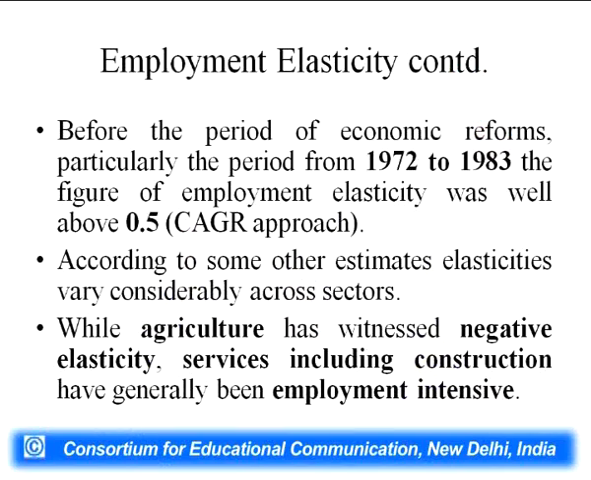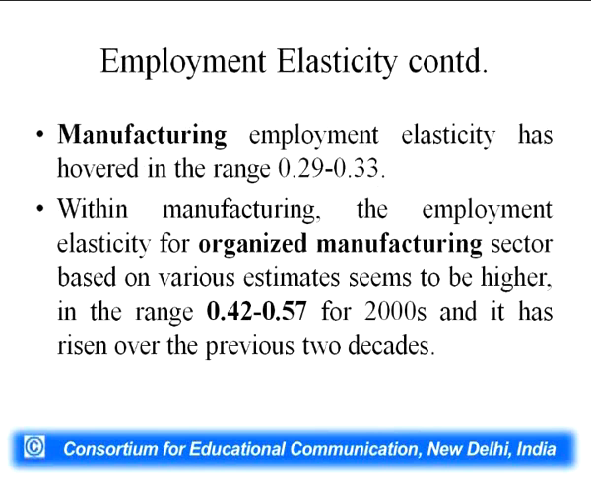Before the period of economic reforms, particularly the period from 1972 to 1983, the figure of employment elasticity was well above 0.5 on CAGR basis, which means that after the economic reforms, the employment creating capacity of our growth process has declined considerably. According to some other estimates, elasticity varies considerably across sectors also. While agriculture has witnessed negative elasticity, services including construction have generally been employment intensive, and manufacturing employment elasticity has hovered around 0.29 to 0.33. Within manufacturing, the organized manufacturing sector, based on various estimates, seems to show higher employment elasticity in the range of 0.42 to 0.57 in the decade of 2000.